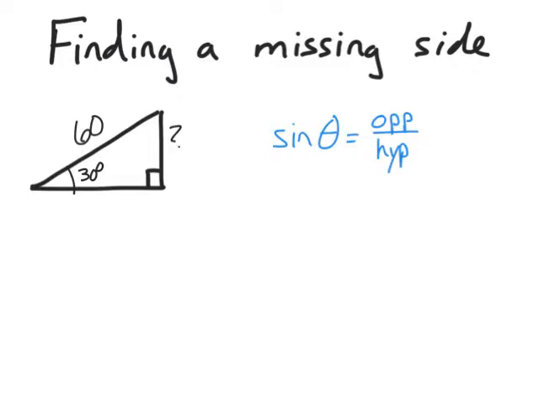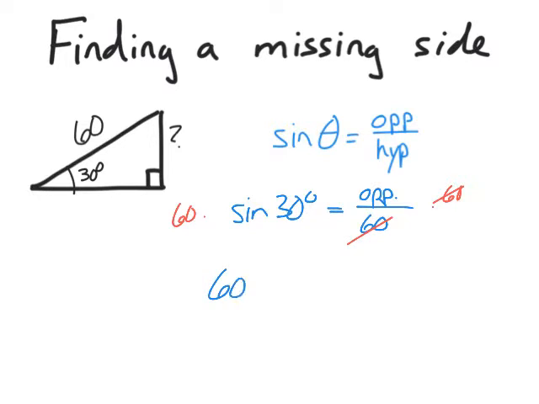I can start adding in what I know. I know the sine of 30 degrees is equal to the opposite side, that's what I'm looking for, divided by the hypotenuse of 60. Now I can do some algebra, multiply by 60 on both sides. That cancels, so then I have 60 times the sine of 30 degrees will equal my opposite side.